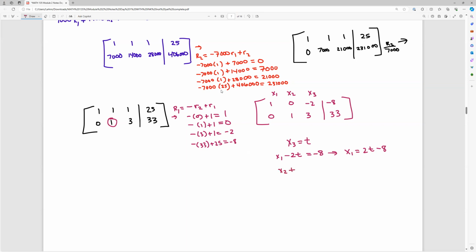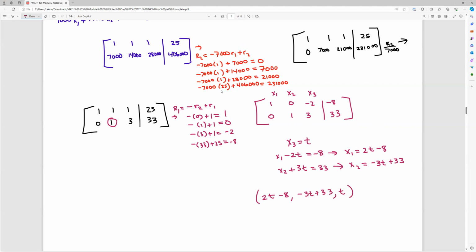x2 plus 3t. So we're reading this row right now. So 0x1, x2 plus 3t equals 33. We have x2 equals -3t plus 33. So I'm going to go ahead and write the ordered triplet. Remember, it always goes x1, x2, x3. So 2t minus 8, -3t plus 33, and t.